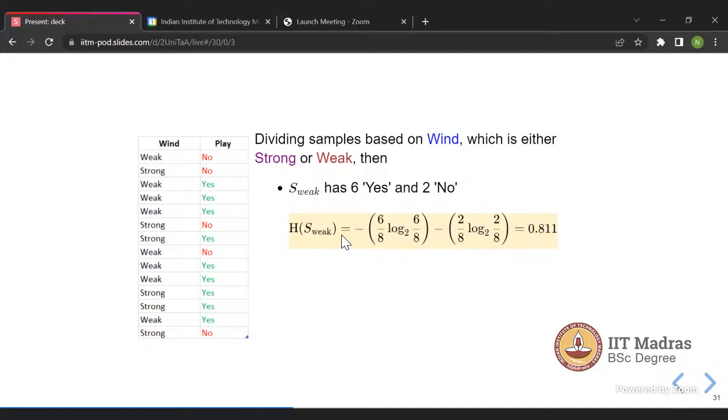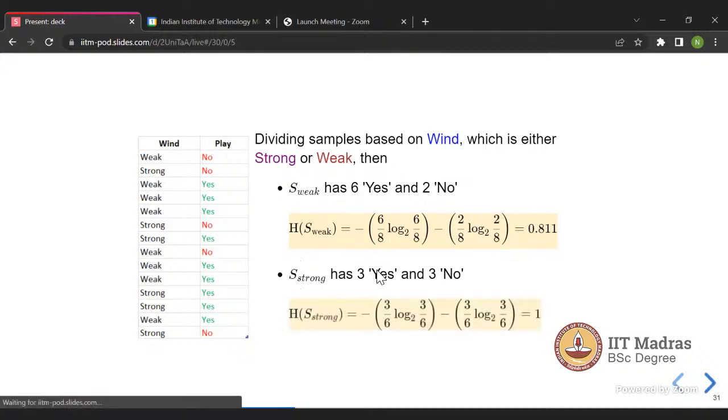This is going to be the entropy of the left node, and the right node corresponds to wind equal to strong. In that case there will be 6 examples, 3 belonging to class yes and 3 belonging to class no. So the entropy of that right node is going to be minus 3 by 6 log 2 of 3 by 6, and similarly it is going to be 1. You can see 1 means equal proportions, 3 yes, 3 no, right?